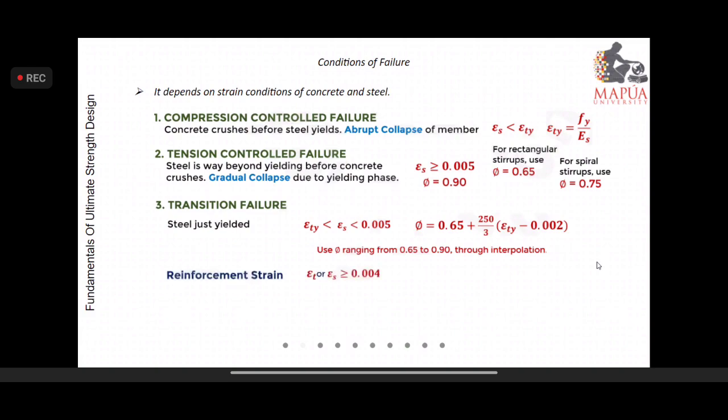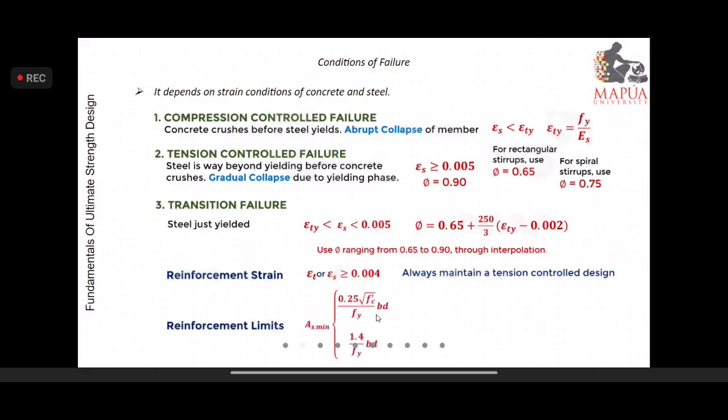The reinforcement strain is greater than or equal to 0.004. Always maintain a tension controlled design, so we do not want to yield our design in this number 1 and in number 2, I mean number 3. And then the reinforcement limits, this has been presented in SI units: 0.25 square root of fc' over Fy times bd, and then 1.4 bd over Fy, whichever is larger.